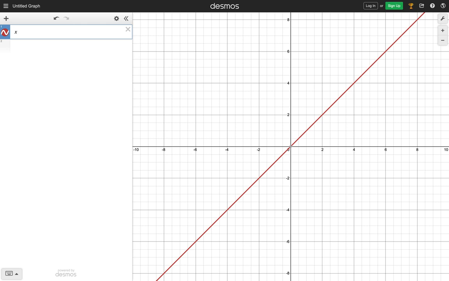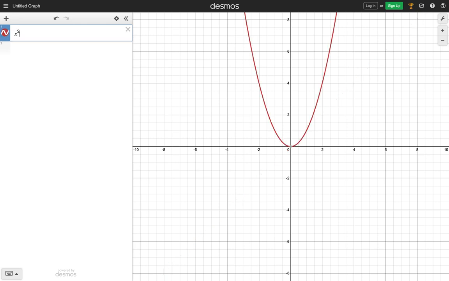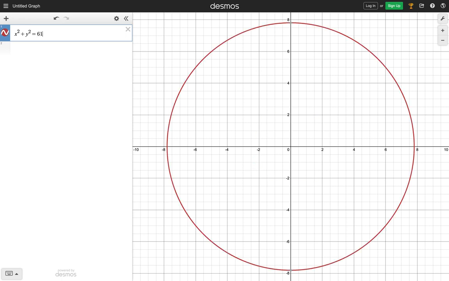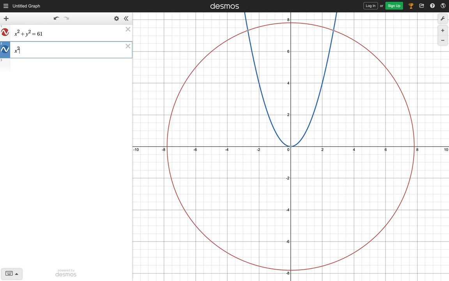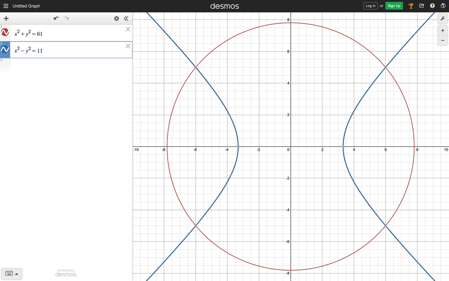Now, I've got x squared plus y squared is equal to 61. So we have a circle that is formed with the center at the origin. Now for x squared minus y squared equal to 11, we have what's referred to as a hyperbola. The points of intersection will be the solution sets for what we have in x and y.